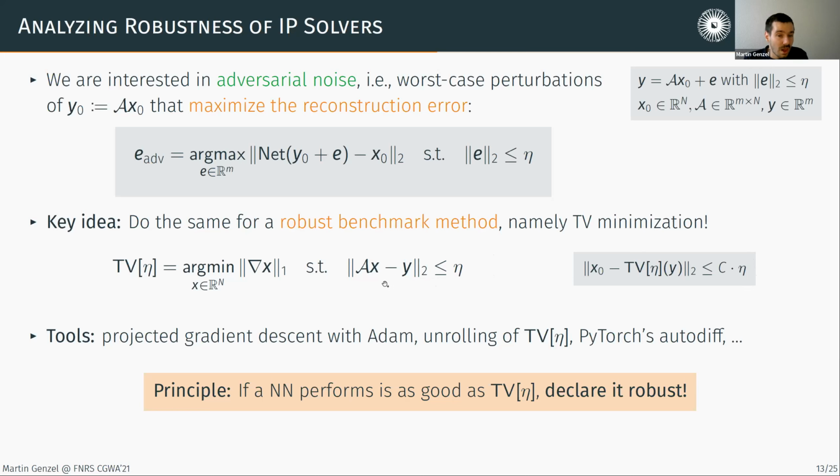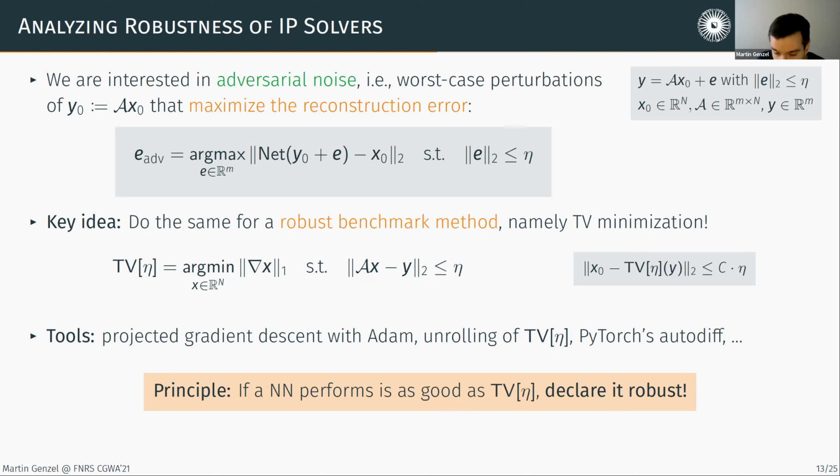So the idea was to say, maybe we can also perturb TV minimization. We can compute the worst possible noise for such methods as well, to really find the boundaries, the limitations of this bound where this becomes sharp. And then we can compare these perturbations to what we have computed for the neural network. So this is like a benchmark. That's the principle that we follow: we would declare a neural network as robust if its error is comparable to the one of TV minimization. So that's the main idea, computing this adversarial noise for a classical method.